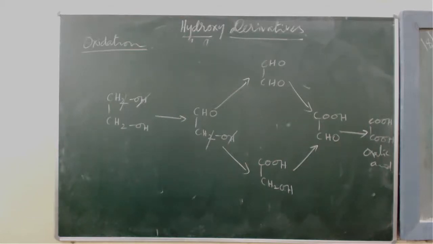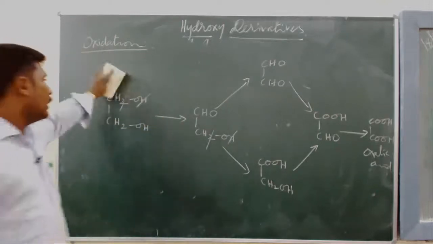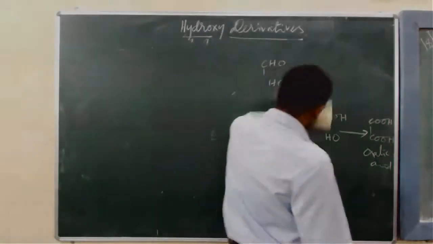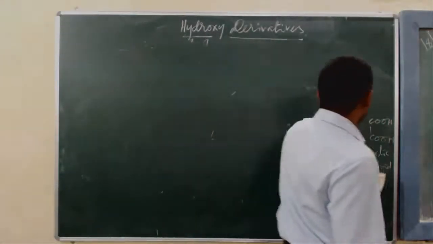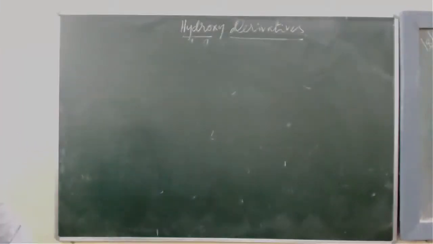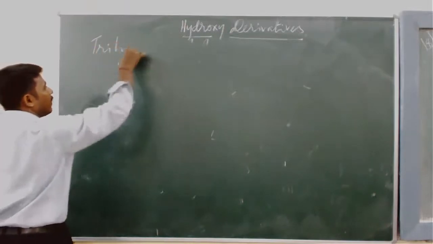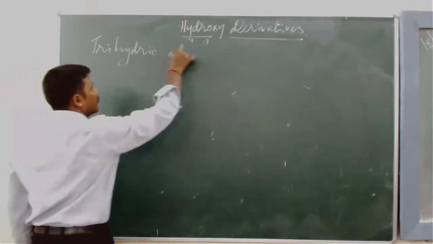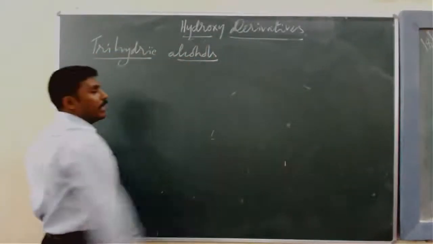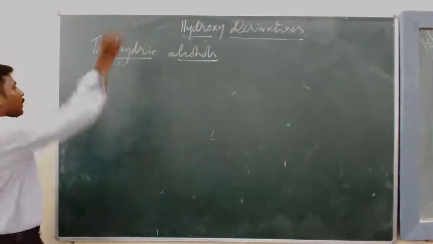Then trihydric alcohol. Trihydric alcohols mean compounds that have 3 OH groups. 3 OH groups mean trihydric alcohol. Can you give one example of trihydric alcohol? Very good. Trihydric alcohol. Okay. That means compounds containing 3 OH groups.